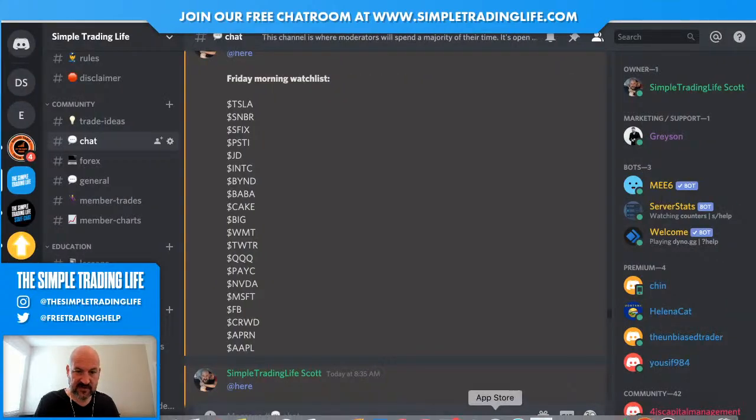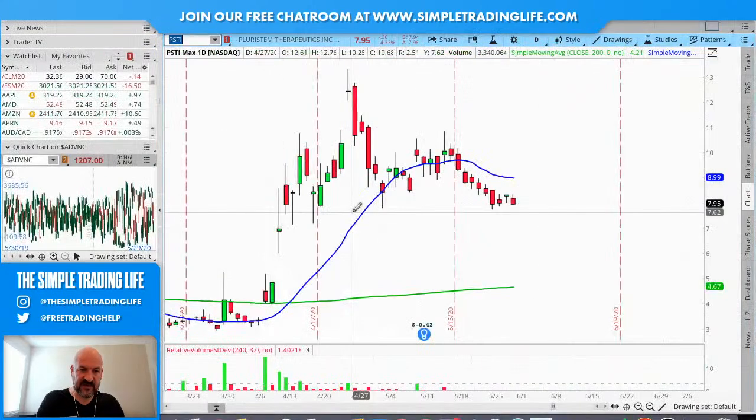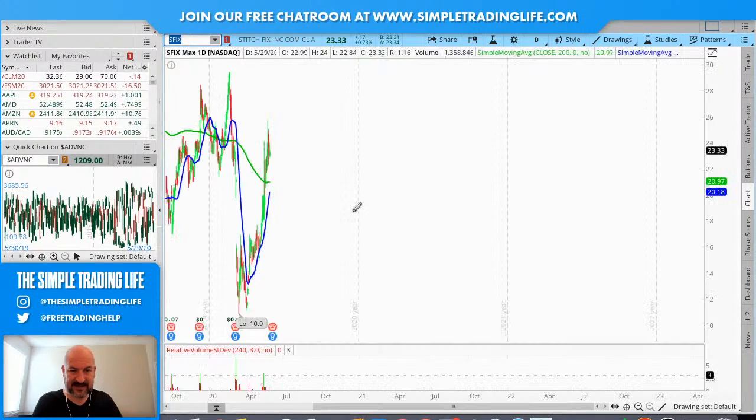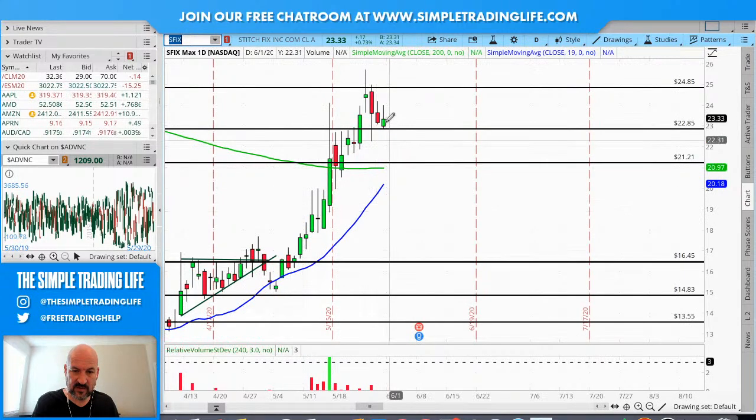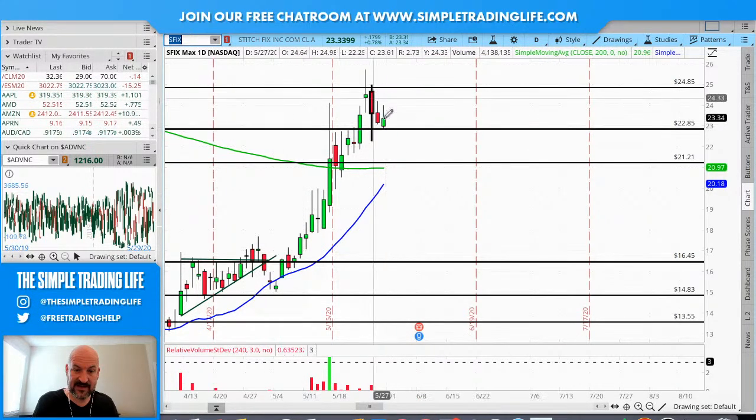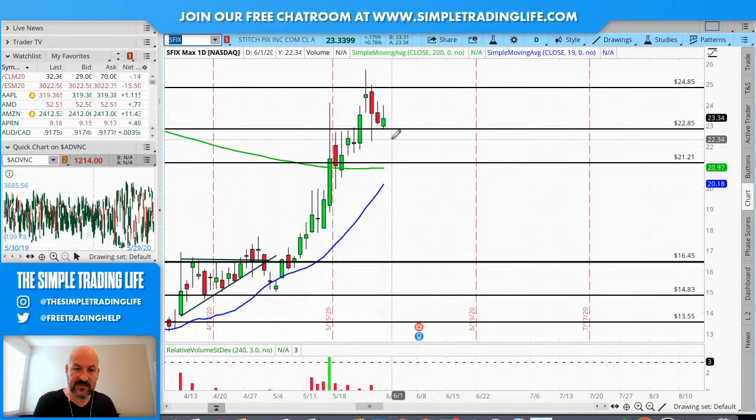Just a few more. Stitch Fix, SFIX. Not a whole lot. It would have triggered right there, but I don't know if that's a trade I would have been thrilled about with a support level right below it. Okay, now coming Monday, if you open up maybe below here or right in here and start to go down, I would be a little bit more excited about that.